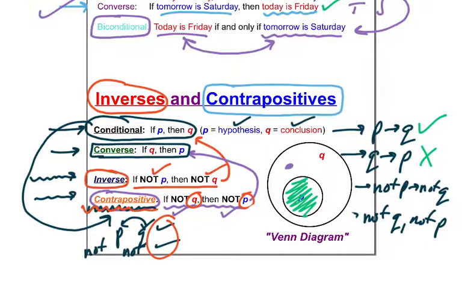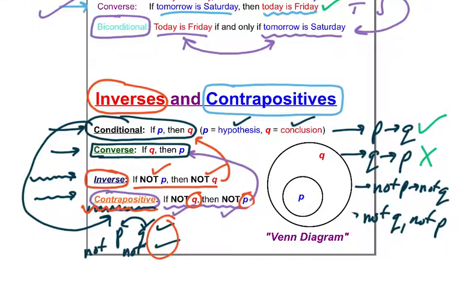Can you guys think of a point that I could draw that's not in P and therefore would also not be in Q? I guess the only way would be to draw it outside of Q. That purple point is not in P and it's also not in Q. So the inverse is also not necessarily a true statement.